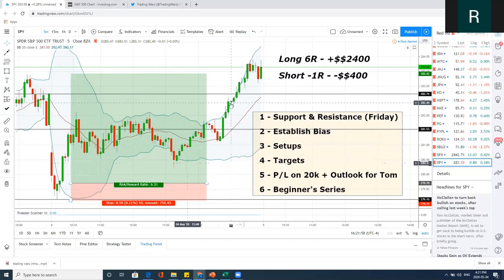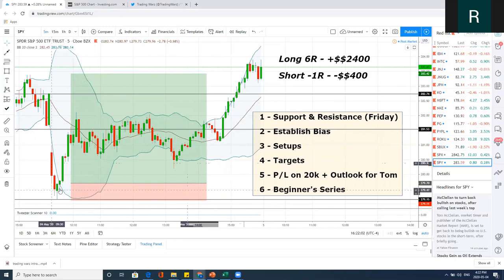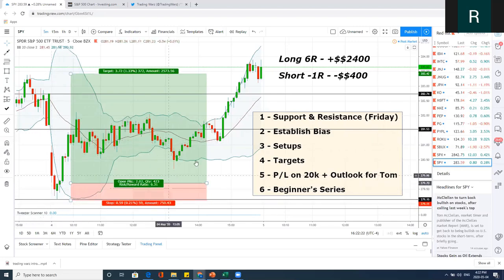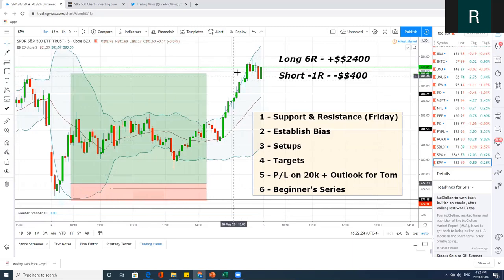Okay, guys? So what are the actual setups? So the long setup is a hammer candle right at the low of the day. And I wanted to point this out, guys, because I talked about this in my beginner series yesterday about the importance of hammer candles and these wicks. So the long setup was right off of the open. We had this long wick showing that some shorts were trapped who were trying to short. You would have had an entry above the high, stop below the low, guys. And if you held on to this to the end of the day, you would have easily made 6R.